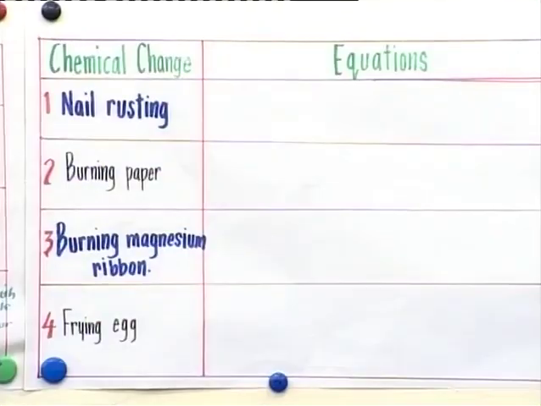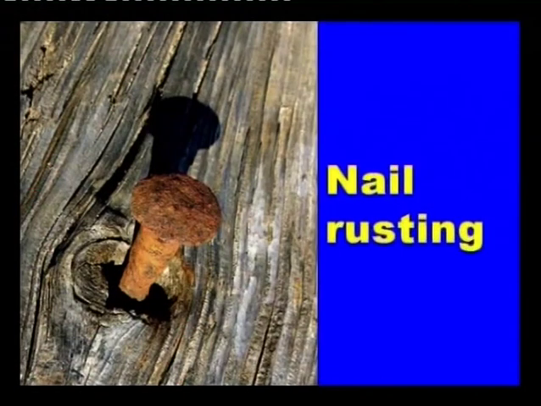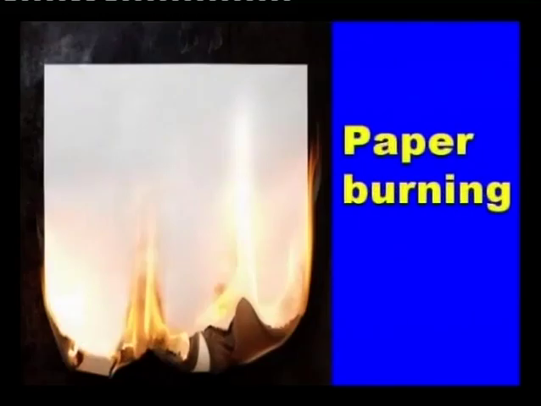Okay, now for the next one, class and receiving students, you are going to be doing something similar, but you will do that for homework. You will see nail rusting. Describe what is actually happening when the nail rusts. Okay, so that's nail rusting there. Then we have paper burning. Likewise, you write down what happens.